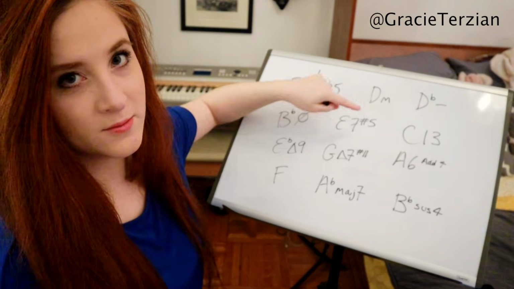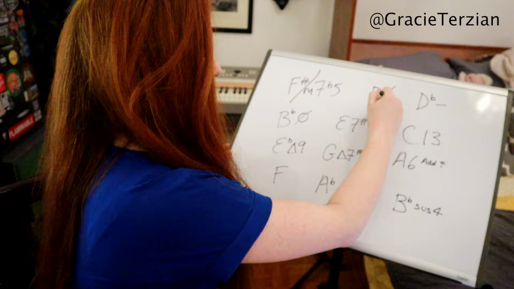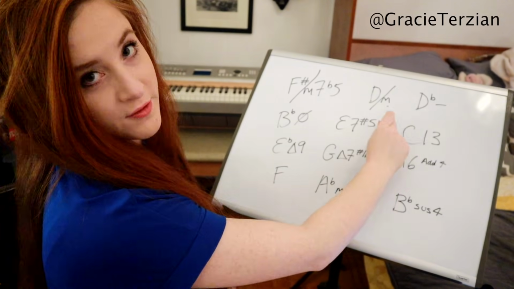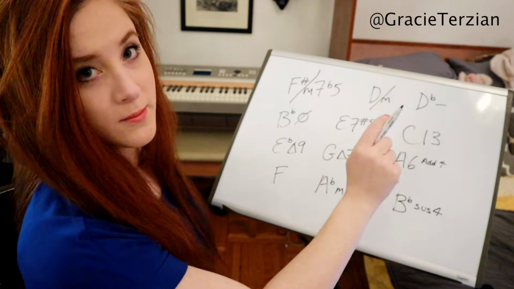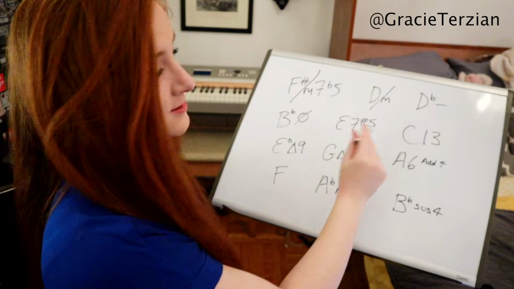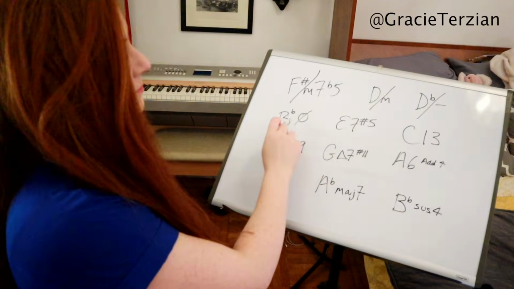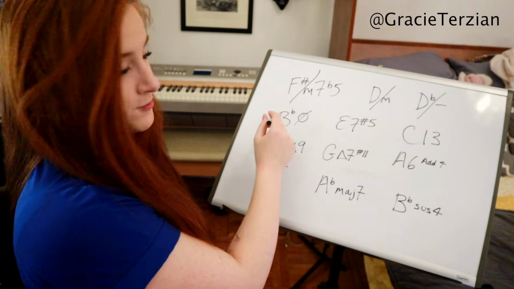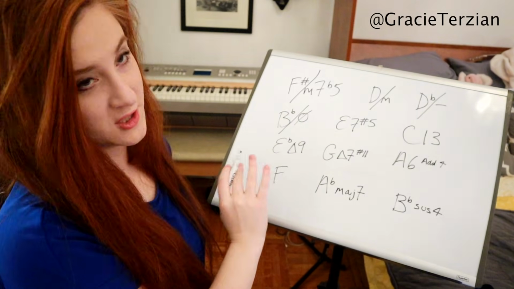How about this D minor? D is the root, and minor is the chord quality. Okay, what about D flat minor? These are 2 different symbols for minor, a lowercase m or a minus sign like that. What is the root note here? It's the D flat. So B flat half diminished, this is a half diminished sign. The B flat is the root, and the half diminished is the chord quality.